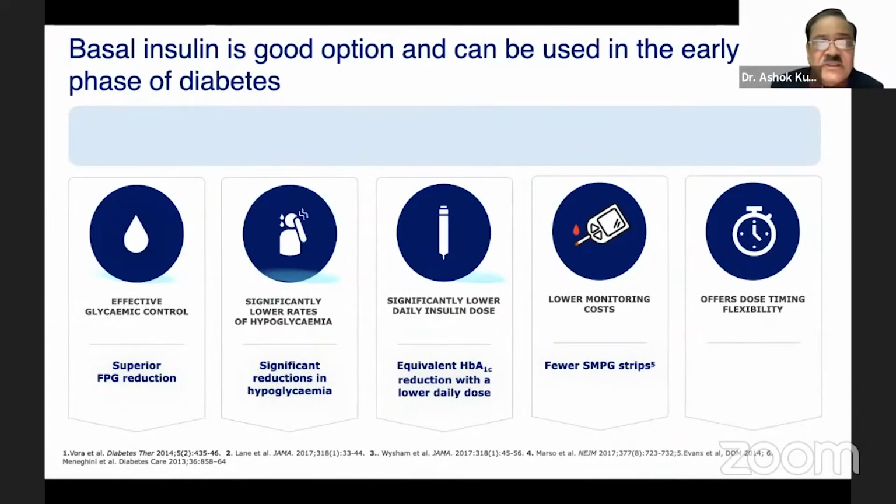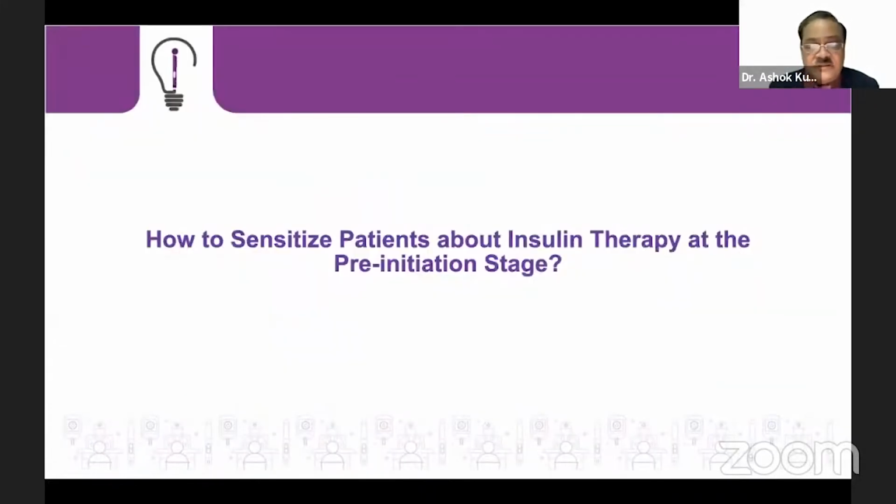Dear friends, why is basal a good option? It can be used in the early phase ideally, but can be used in other phases also. It is effective, significantly lowers rates of hypoglycemia, lowers the daily insulin dose and monitoring cost, and offers the things that are very important for us.